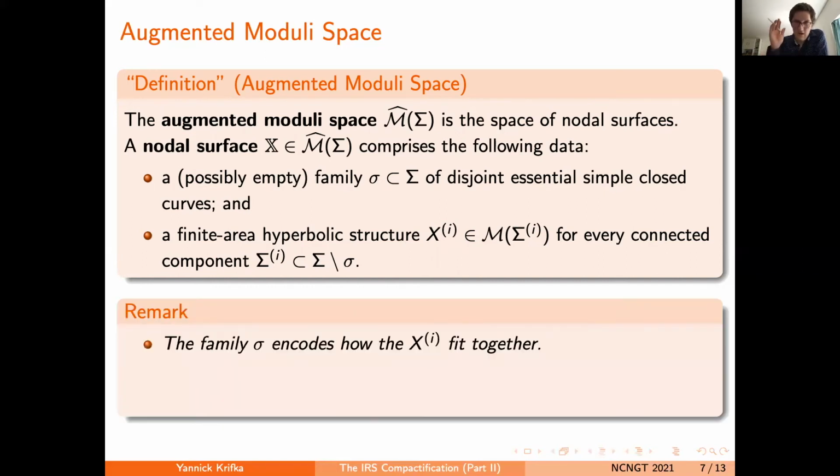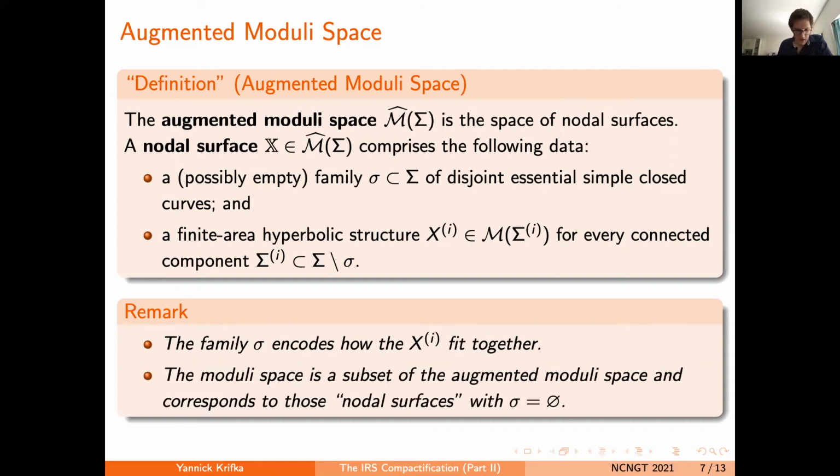And let me stress, this collection of curves is in fact important, and it encodes to us how these X_i's fit together at their cusps in a way. So a different sigma gives us also a different kind of nodal surface generically. Of course, there are exceptions to this, but in general, picking a different sigma gives us a different nodal surface. And as I mentioned here, possibly empty. So that's in fact important, because in this way, our moduli space sits in the augmented moduli space as these nodal surfaces, which have actually no nodes at all, meaning that there's no family of simple closed curves that got collapsed to a point. So let me give you another example of this data of such a nodal surface.